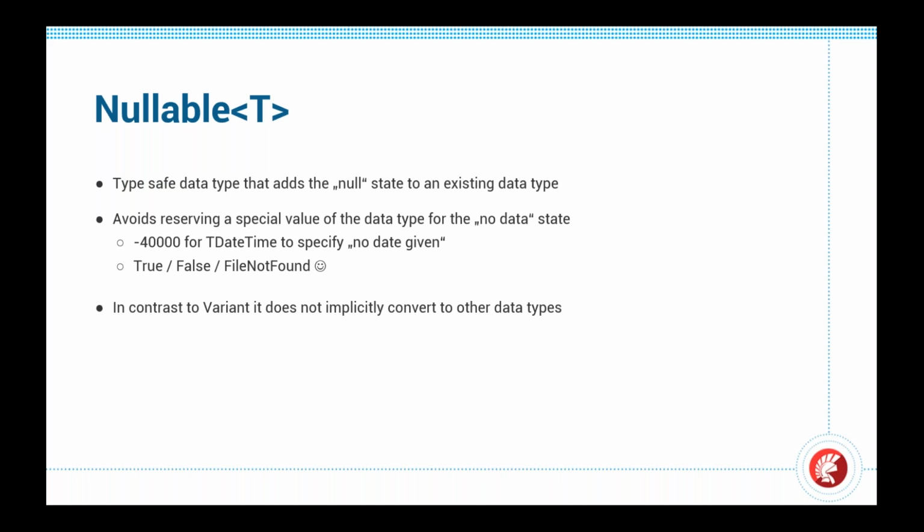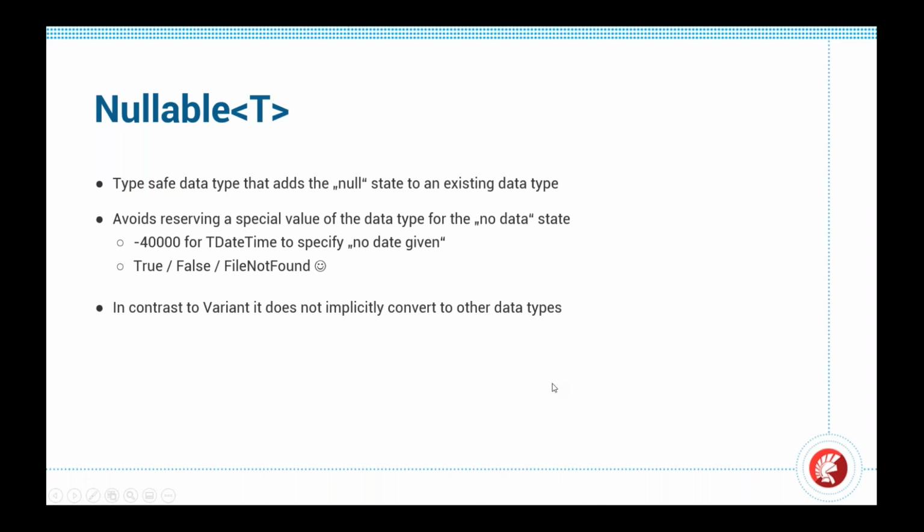Or someone might say, well, we have variants that already can contain null and values. However, a nullable of T does not allow implicitly converting between otherwise incompatible data types. Like a nullable of integer will never be assigned compatible to a string, while a variant can easily convert to string and to integer in both directions. And if it's a string that is not a valid number, you might get an exception at runtime. With the nullable type, you won't get something like this.